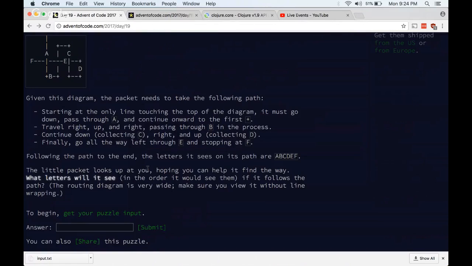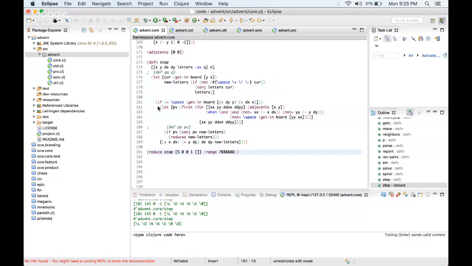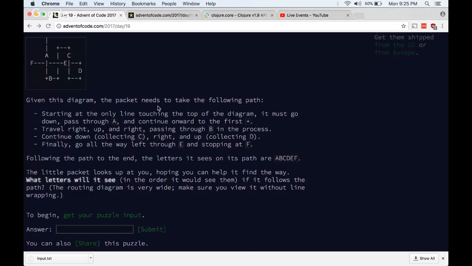That's what letters it will see in the order. The routing algorithm is very wide. Make sure you view it without line wrapping. Huh. Apply stir. Maybe some kind of string thing that I'm not realizing. NKEWB. Oh, let's see.